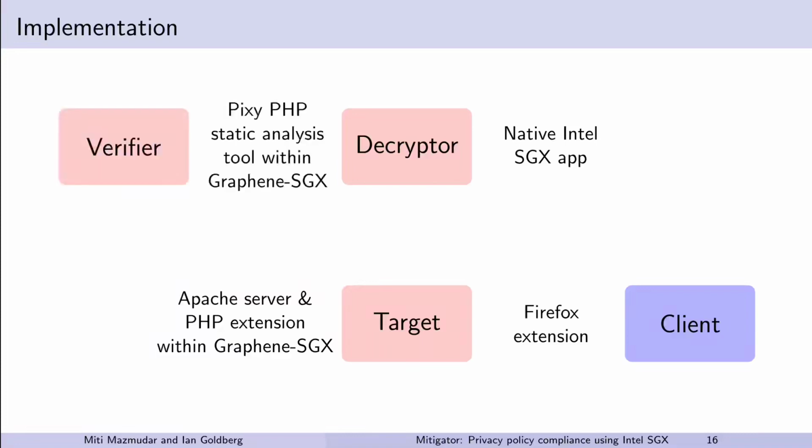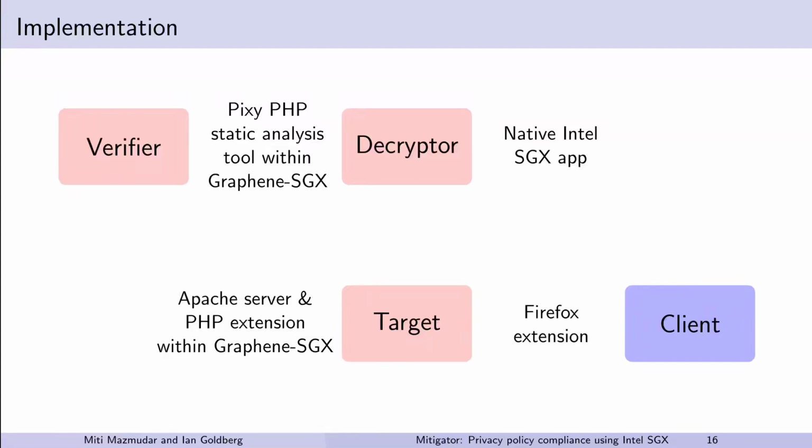We have a simplified Verify prototype as we focused on implementing the cryptography for the deployment and runtime stages for all enclaves. Our Verify prototype uses the Pixy PHP static analysis tool to analyze the website PHP source code files within Graphene SGX. We manually tweak the configuration options for our static analysis tool to emulate a privacy policy model.